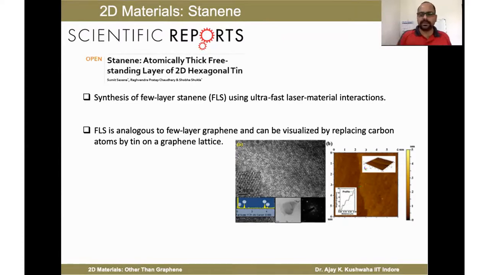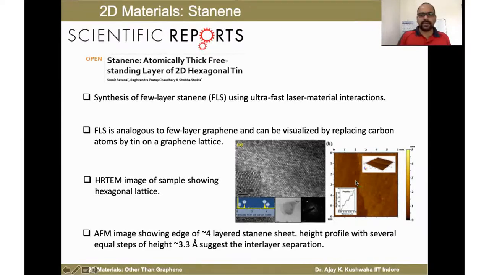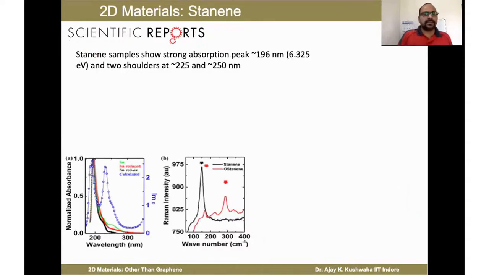And the HRTEM image confirms the formation of a hexagonal lattice and the atomic arrangement. Selected area electron diffraction confirms the crystal structure. Similarly, the atomic force microscopy image here shows the thickness of the sheet, which confirms there are 3 to 4 layers. Then optical investigation shows absorption at 196 nanometer, you can see here, and then other absorptions at 250 and 225 nanometer correspond to the other two shoulders.